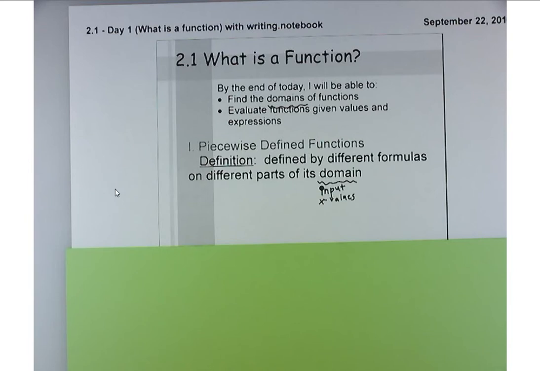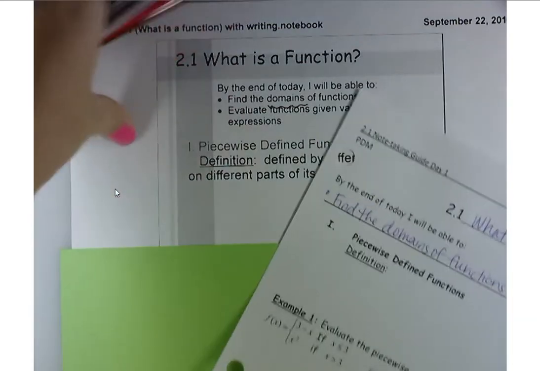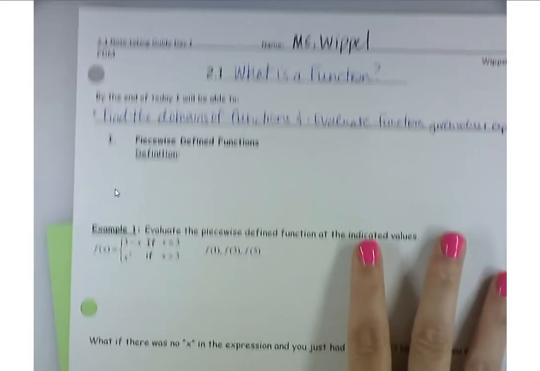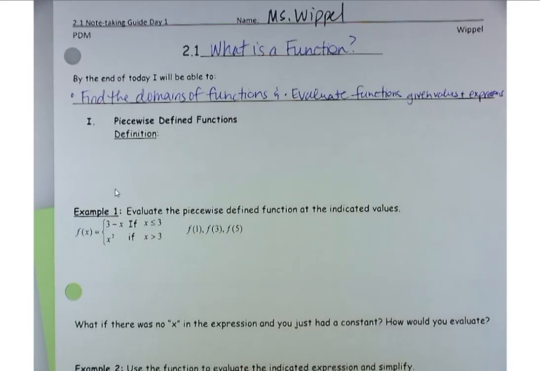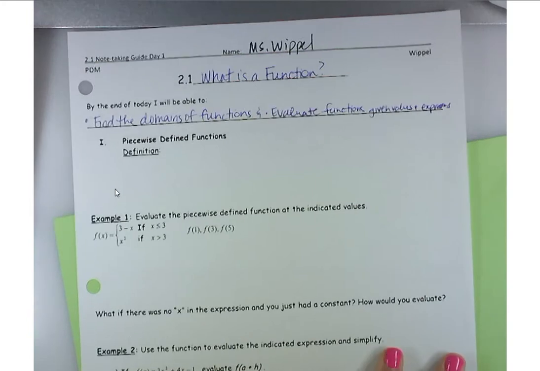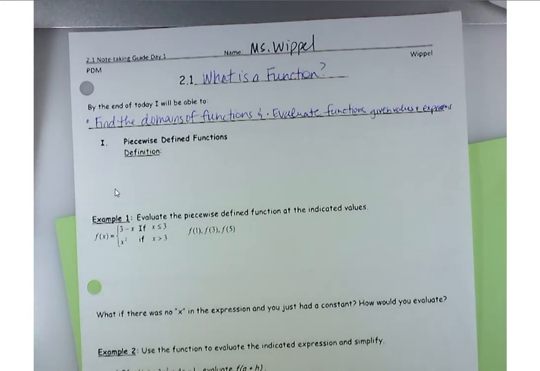Today we are starting 2.1, which is titled, What is a Function? So by the end of today, we're going to be able to find domains of functions, which technically we've already been working on. And we're also going to be able to evaluate functions, given values and expressions. So you've already done values before. Expressions is something you might need some more practice on.